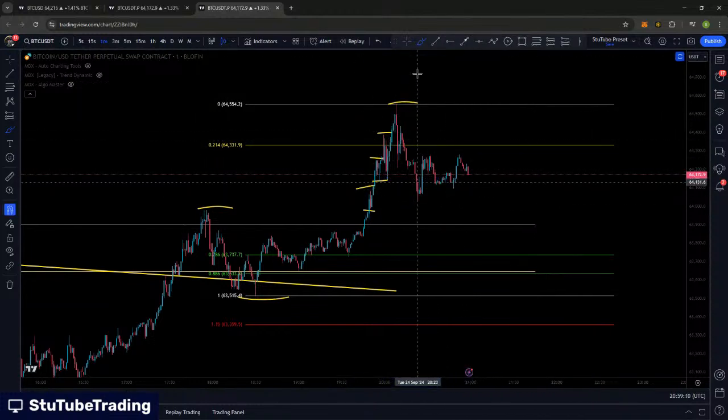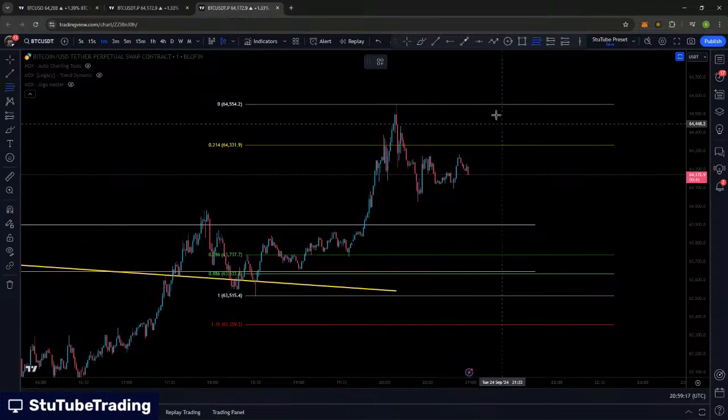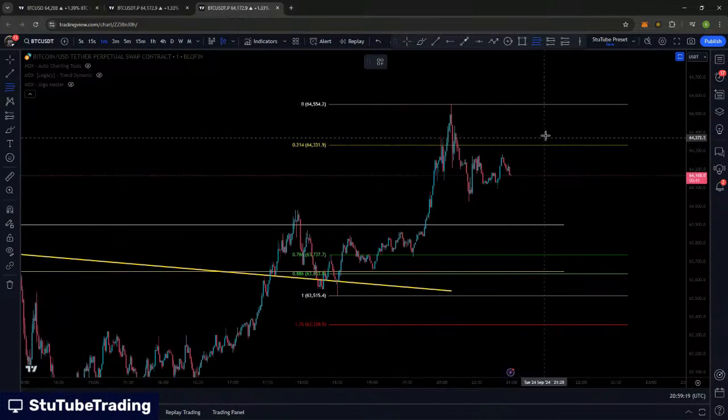Let me just erase some of this nonsense here. Perfect. Even if we end up coming to the upside here, there's potential for a bit of a hedge short, actually.